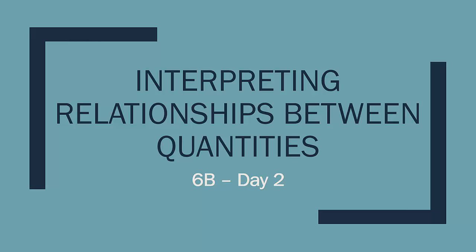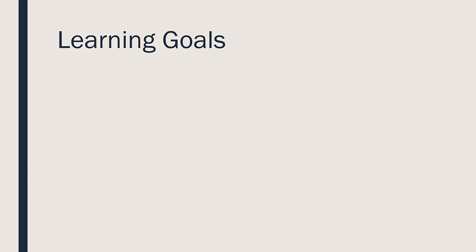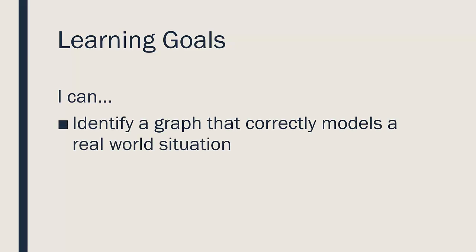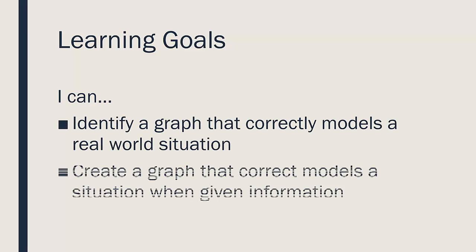All right, so we are on 6B, day 2, and again, we are interpreting relationships between quantities. Exciting stuff. All right, learning goals for this lesson. I can identify a graph that correctly models a real-world situation, and I can create a graph that correctly models a situation when given information.